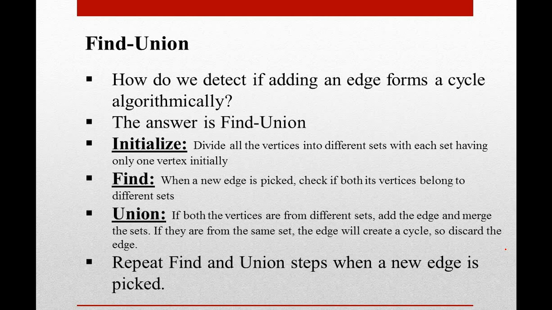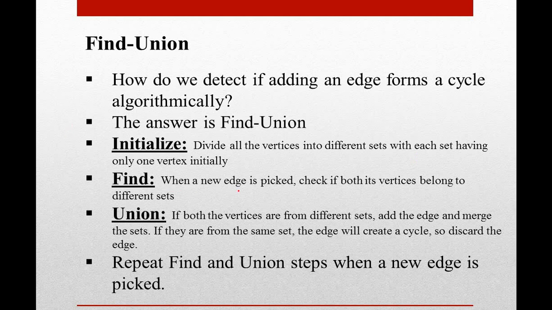This is a very popular approach, and it uses set theory concepts. Let's look at the basic idea of this approach and work it out for the same graph. The first thing is initialization. We divide all the vertices into different sets, and each set consists of only one vertex. For example, if you have 5 vertices A, B, C, D, E, you have 5 sets. Set 1 will have A, set 2 will have B, set 3 will have C, and sets 4 and 5 will have D and E respectively.